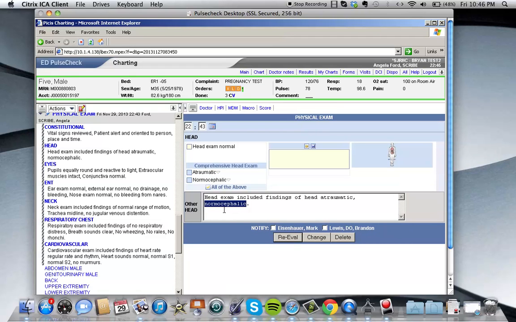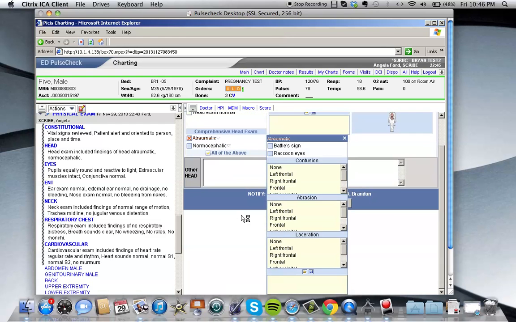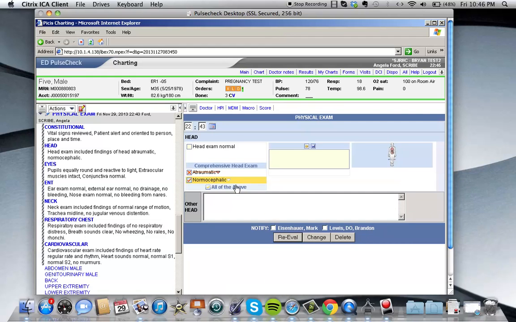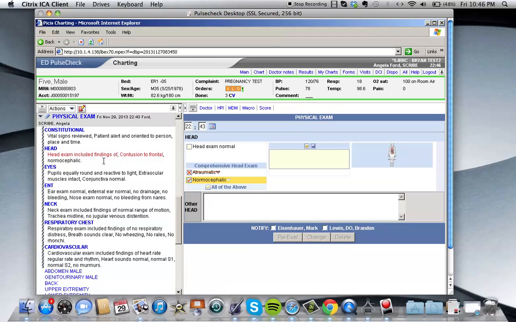Well, we would just go through here, X through atraumatic, and we could say that he had a contusion or a bruise, and let's say he said it was to the frontal scalp. We would just hit that right there, and we would still click normal cephalic and hit change. And now you can see that the contusion to the frontal area of the head is now saying that it's there versus saying it was normal earlier.